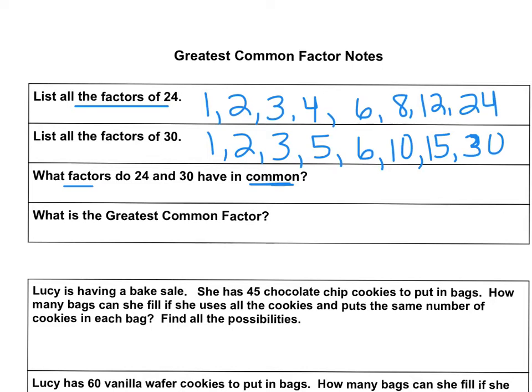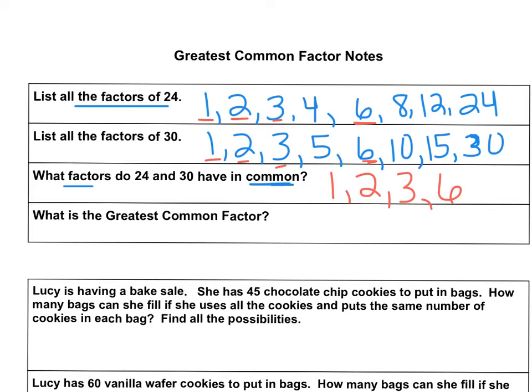When I look, I see they each have 1. 2 is a factor of both numbers. See, there's a 1, here's a 2. 3 is a factor of each number. And anything else? Here's a 6, a factor of each number. So they're factors, meaning those numbers would go into both 24 and 30.